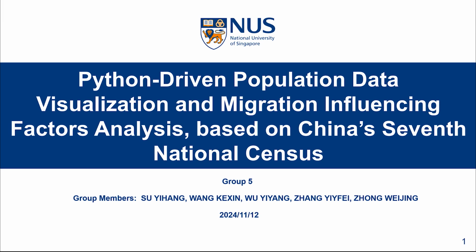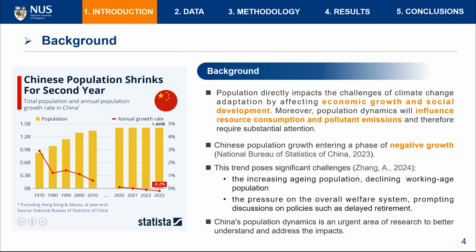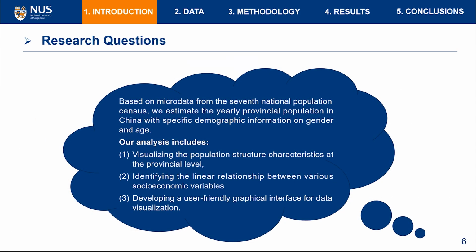Today we are pleased to present our research. We chose the topic because Chinese population growth has entered a phase of negative growth since 2023. Based on the 7th National Population Census, our analysis includes visualizing the population structure characteristics at the provincial level, identifying the linear relationship between various socio-economic variables, and developing a user-friendly graphical interface for data visualization.